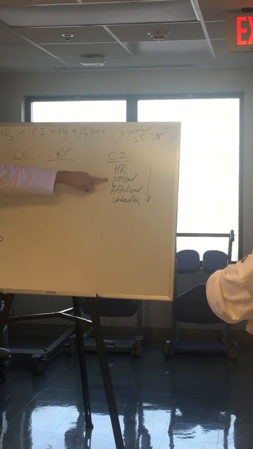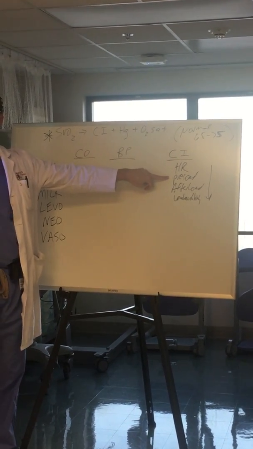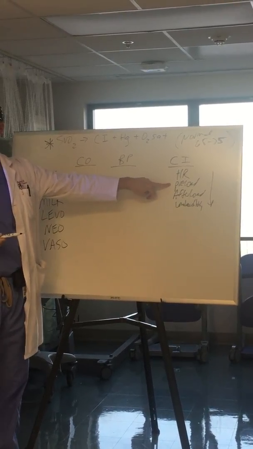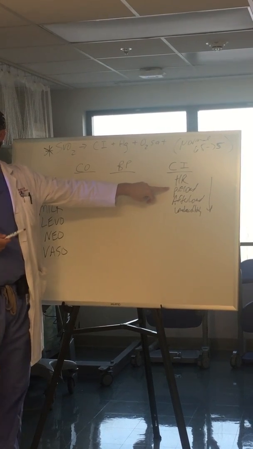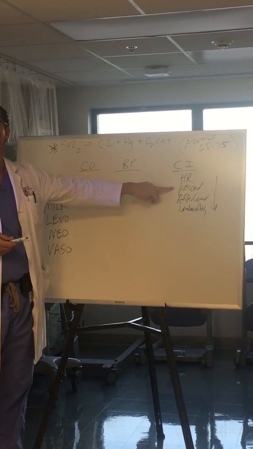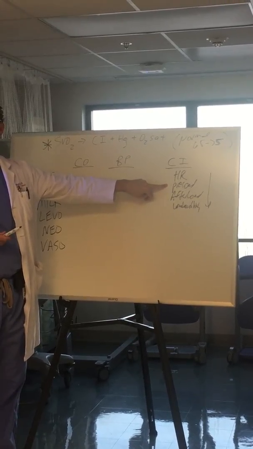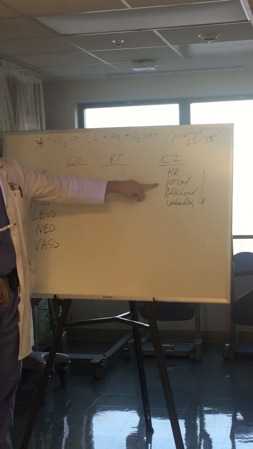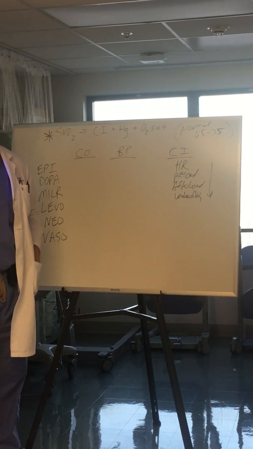What determines preload? How do you determine preload? Looking in there at that box in the Swan numbers: CVP and what? PA diastolic. Which one should be higher normally? PA diastolic or CVP? PA diastolic should be higher. CVP should never be higher. PA diastolic should always be higher than your CVP. If your CVP is higher than your PA diastolic, what do you think?